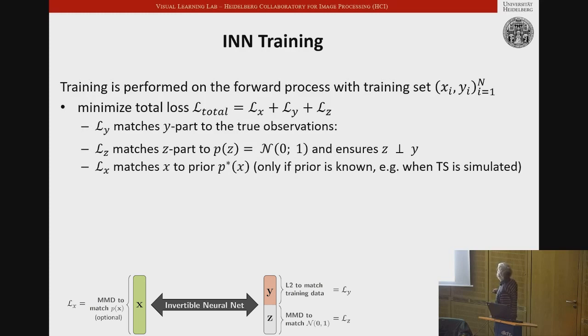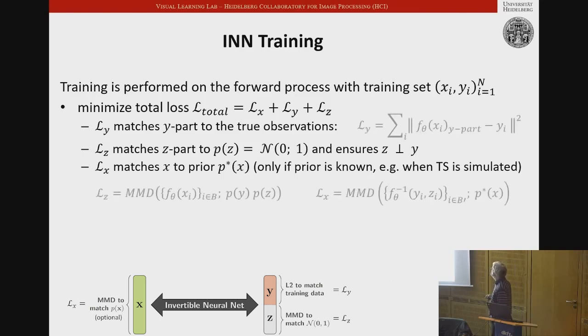Ly matches the output to the training data. That's what ordinary neural networks always do. And z matches the z output to be a standard normal distribution. And Lx matches the backward pass so that the generated data look like real data. So that's very similar to a GAN, for example. And here are the loss functions that we initially used.